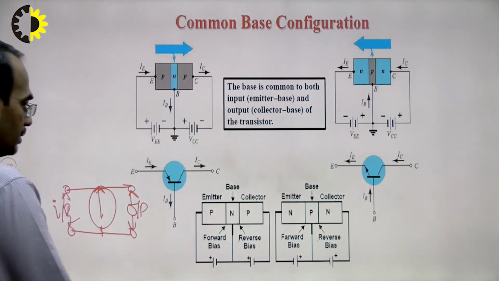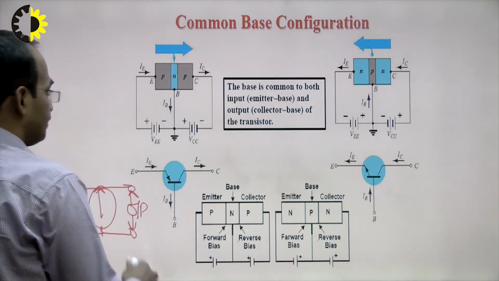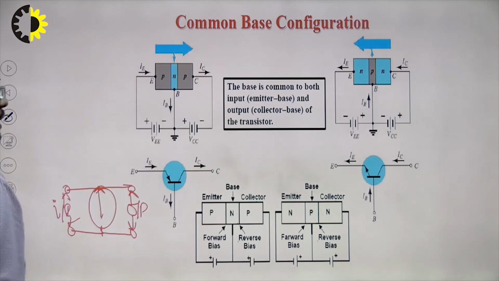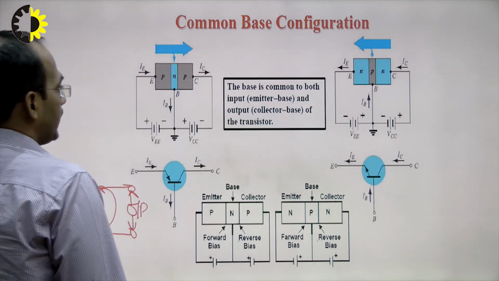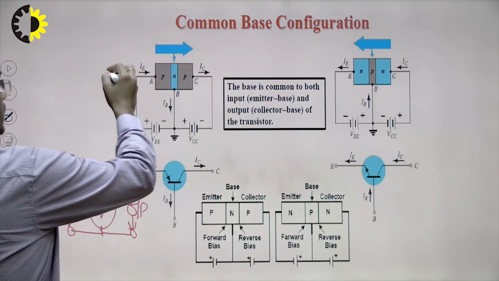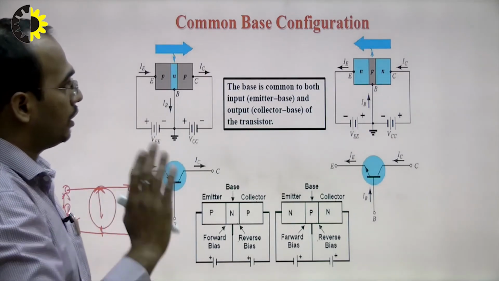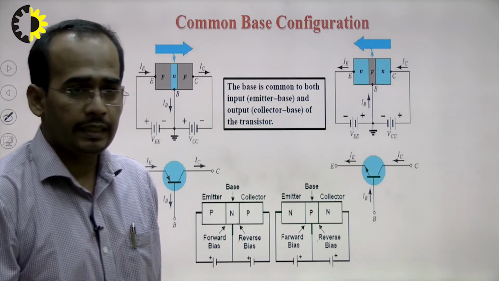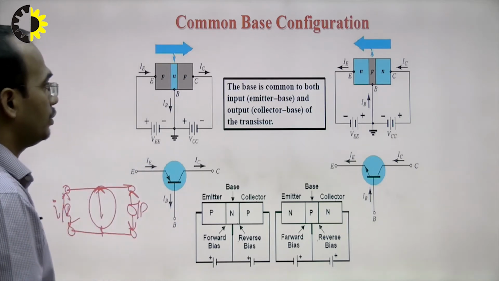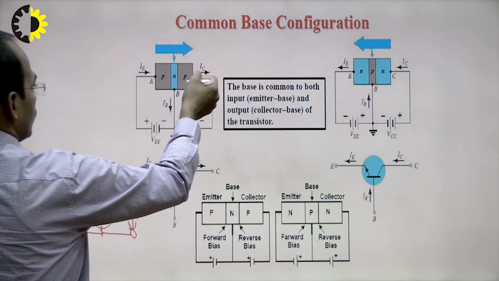So, when the emitter base junction is forward bias, it will follow the condition of the active mode, and in this condition we will see what the gain of the common base configuration is. So, for finding the gain of the common base configuration, what will I do? I will take the ratio of the output to the input.